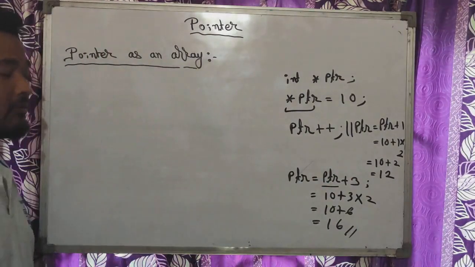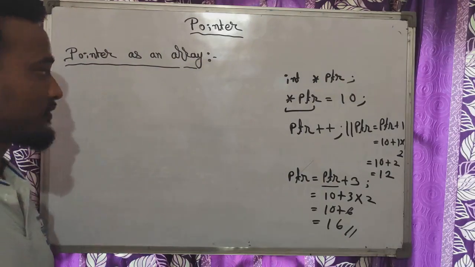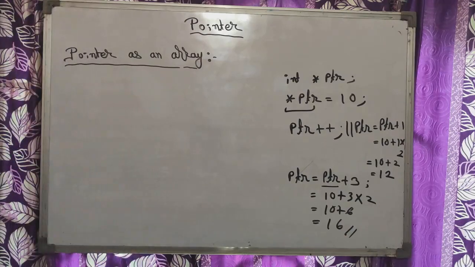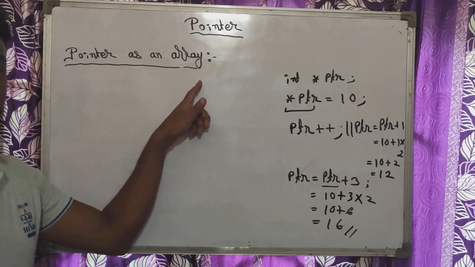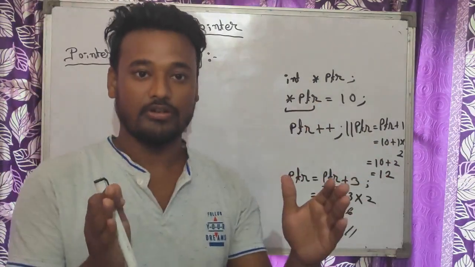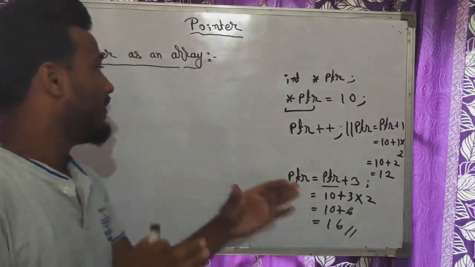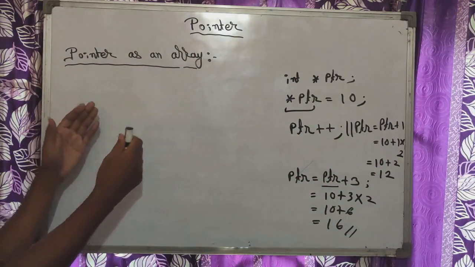And then we have seen what is void pointer. Already we have seen this 2-3 times, okay? So I think there will be no doubt, okay? So let us come to this part, okay? Pointer as an array. Like I said, pointer and array, both of these two work interchangeably, okay?